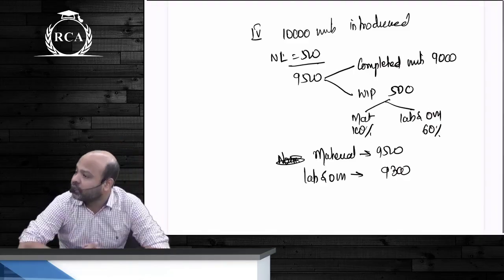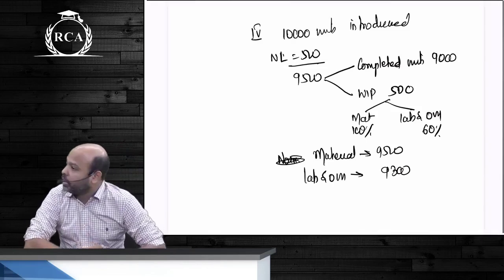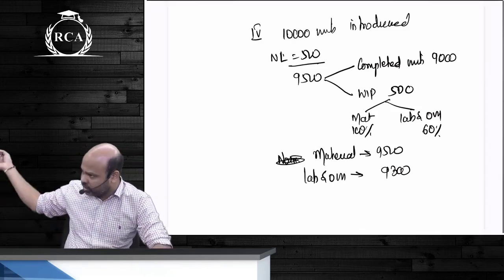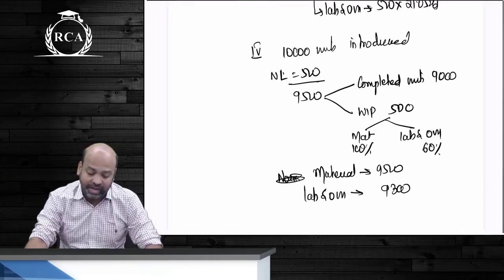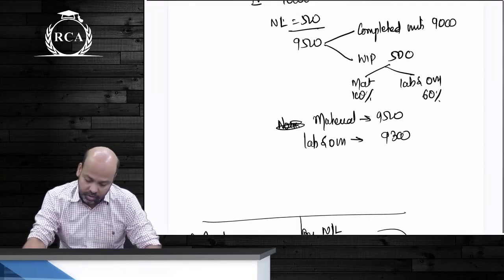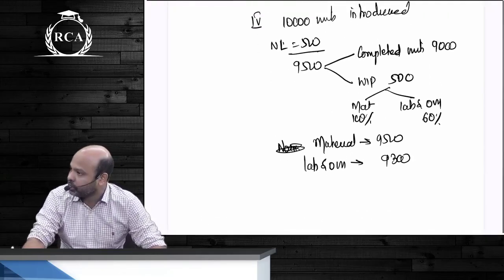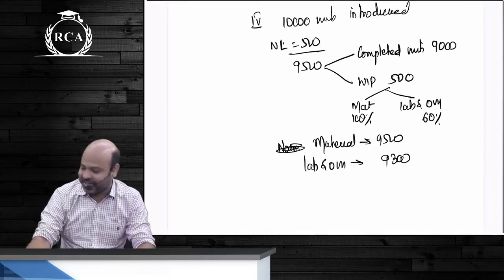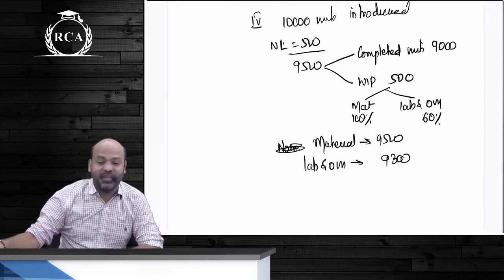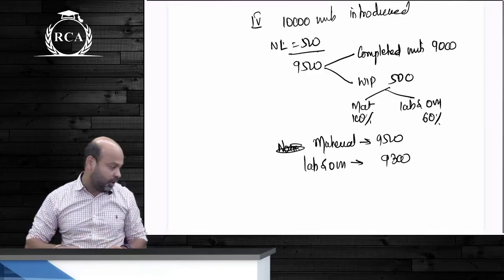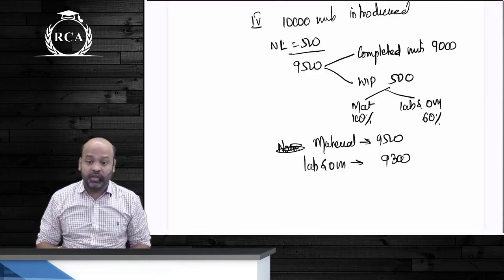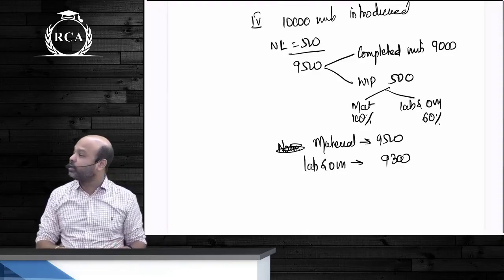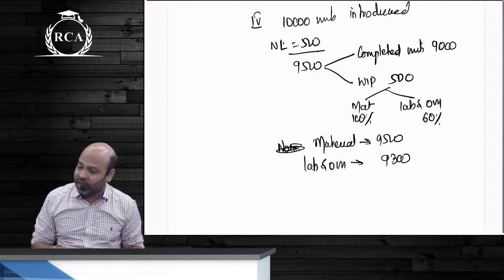Fourth case, there is normal loss. Next case, what if this normal loss has a scrap value of 10 rupees per unit? We will definitely realize that amount. If normal loss has a scrap value of 10 rupees, still no abnormal loss. We'll bring in abnormal loss later. Normal loss has a scrap.